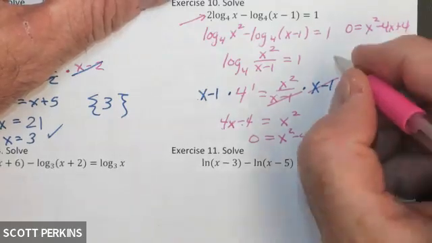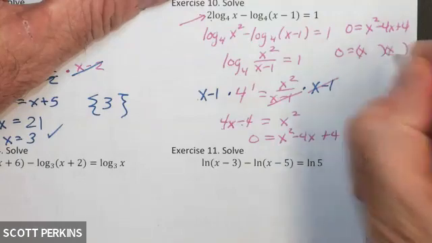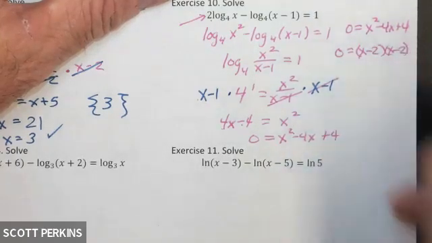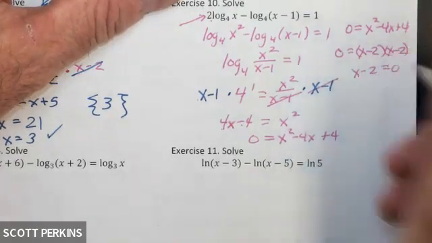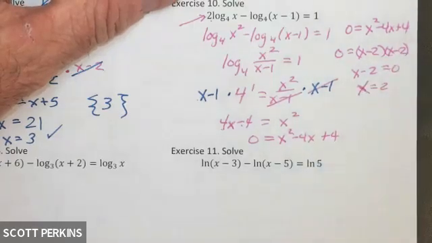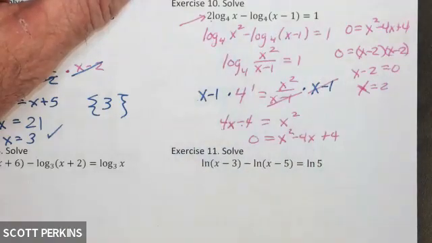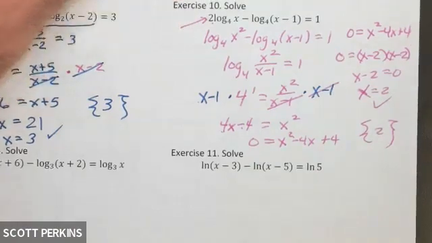So now what I'm going to do is factor that. The 2 factors of 4 that add up to negative 4. Well, this is nice. It's just minus 2 and minus 2. So there's less to worry about right there. And so my only solution is going to be what makes x minus 2 0, which is 2. When you check that out, it makes positive numbers in my logarithm statements. So that is good. And there's my solution set, 2.